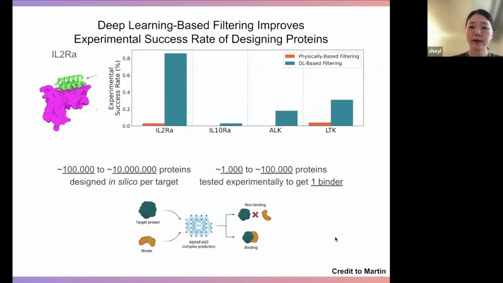But as more computational tools have come out, we can see that structure prediction tools can help filter out protein designs, and the confidence scores from the structure prediction modules are really helpful. Now people have developed ipSAE, PAE score, and ipTM score, which are really good confidence scores that can separate bad designs from good designs. So this deep learning-based filtering and designing really increases the experimental success rate a lot.